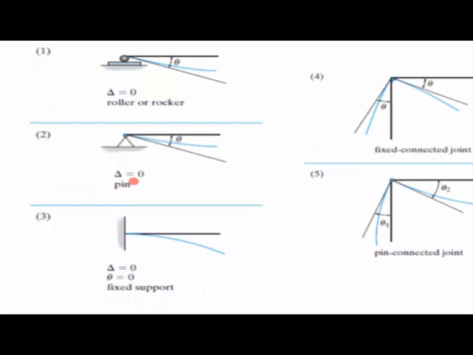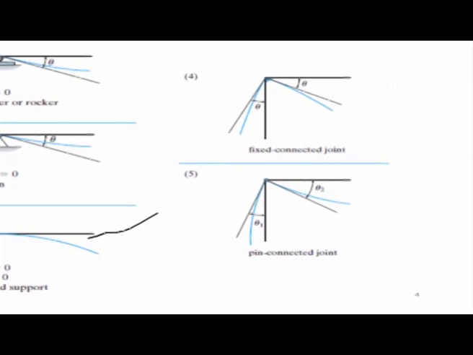The third support condition that we most commonly encounter in civil engineering structures is called a fixed support, which restrains the displacement as well as rotations at those supports. And the fourth one you see here, a fixed joint connection, which is normally common in a frame member.